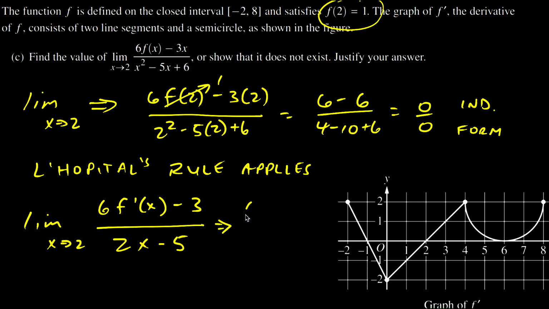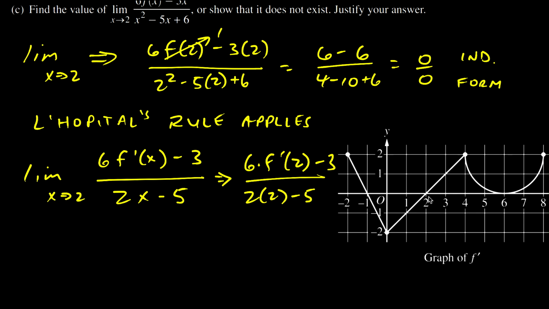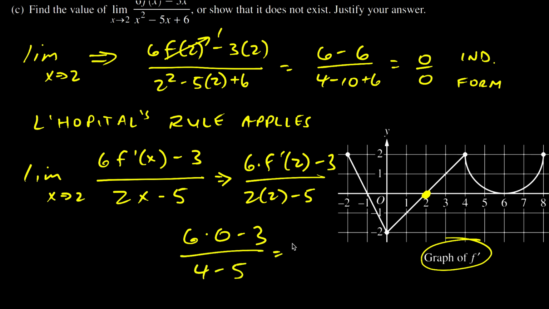So that's going to lead us to 6 times f prime of 2 minus 3 over 2 times 2 minus 5. And we have our graph here, so we can see f prime of 2. Here is 2. Again, we're looking at the value because it is f prime. F prime of 2 is 0. So we'd have 6 times 0 minus 3 over 4 minus 5. So we get -3 over -1. So our final answer is +3.